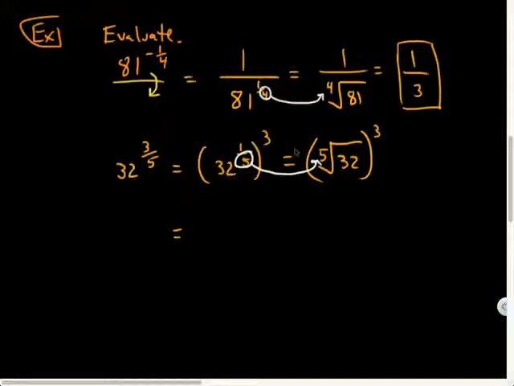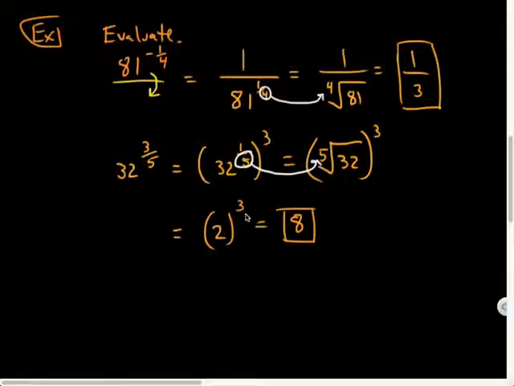So what is the fifth root of 32? 2, because 2 times 2 is 4, times another 2 is 8, times another 2 is 16, times another 2 is 32. So 2 to the 5th was 32, therefore the fifth root of 32 is 2. So I'm left with 2. This little cubed is still hanging out. 2 cubed is 8. 3 squared would have been 9.